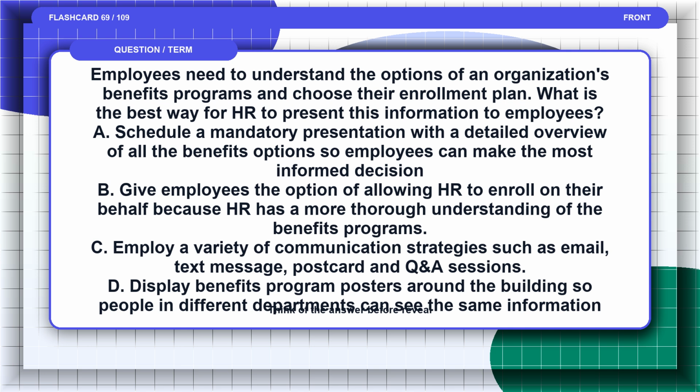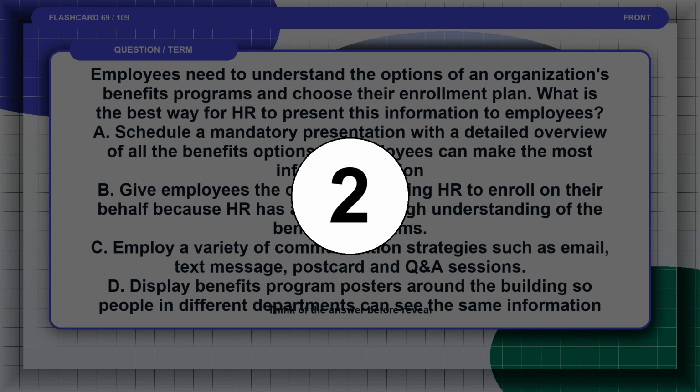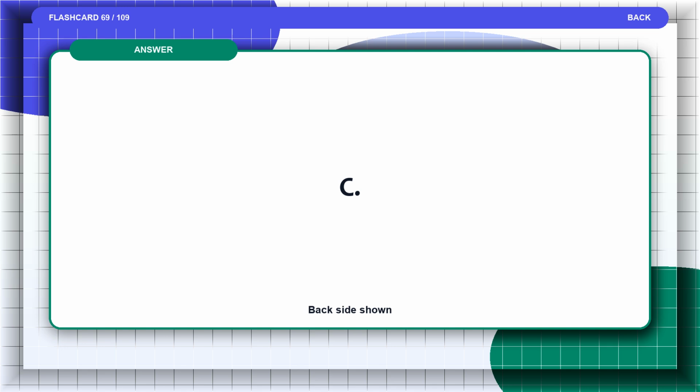C. Employ a variety of communication strategies such as email, text message, postcard, and Q&A sessions. D. Display benefits program posters around the building so people in different departments can see the same information. Pause and think of the answer before the reveal. The answer is C.